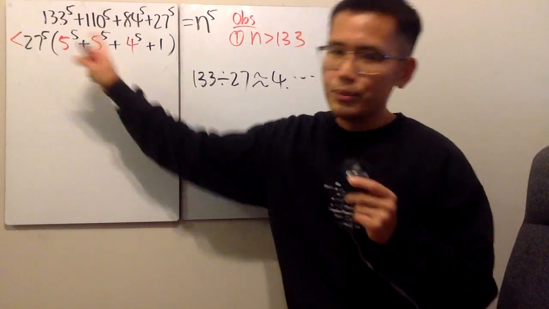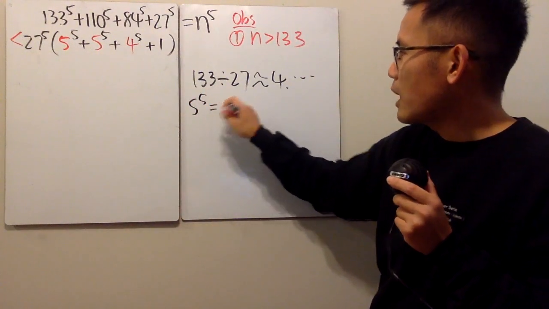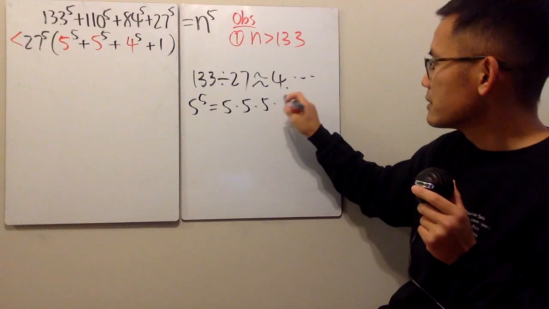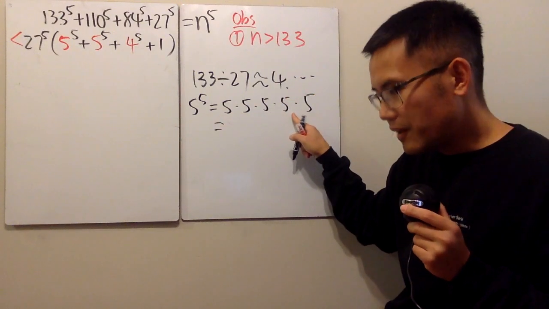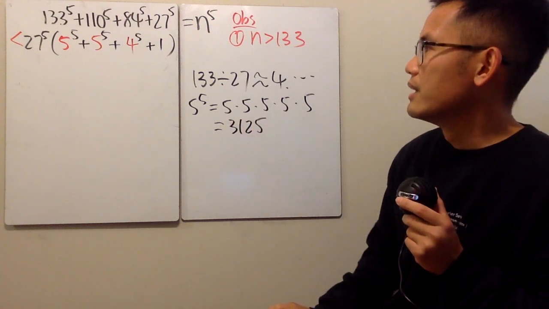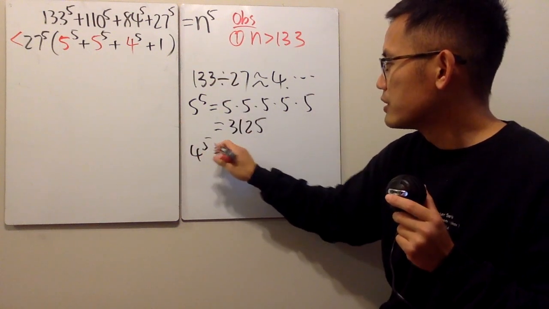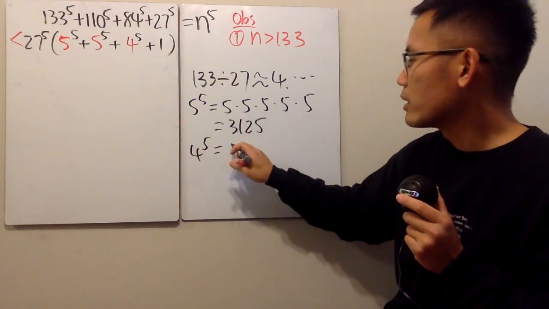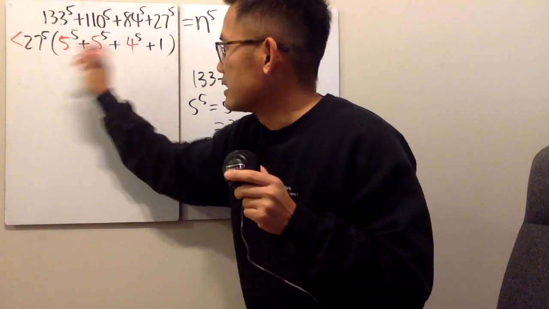I think I'm just going to compute what that number is. So let me just do that on the side. 5 to the 5th power is 5 times 5 times 5 times 5 times 5. 25 times 25 is 625, times one more 5, which is 3125. Okay, so I have 2 of these, and then 4 to the 5th power, which is the same as 2 to the 10th power, which is 1024. So now, let's go ahead and add this up.